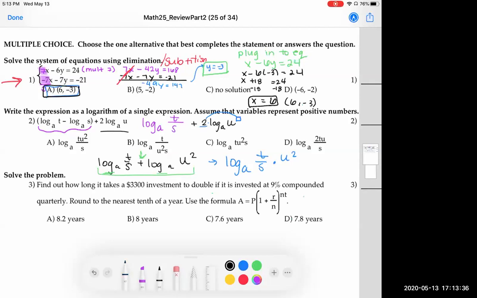And we can write that U as U over 1. So we have log base A of T times U squared over S. And we see that A is our answer.